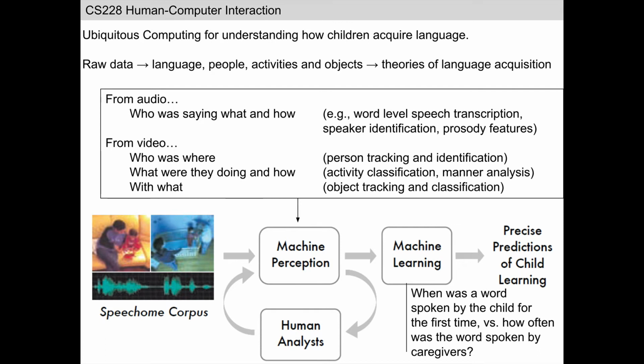And here's just sort of a flow chart of how this goes. Once this arc is completed, then we can pose particular theories or particular hypotheses and test them with the data. For example, here's one theory. When was a word spoken by the child for the first time? So within that 9 to 24 month period, did the first time that the child said the word water happen late? Was it towards the end of the 24 month period? Or was it early? Was it close to that 9 month period?